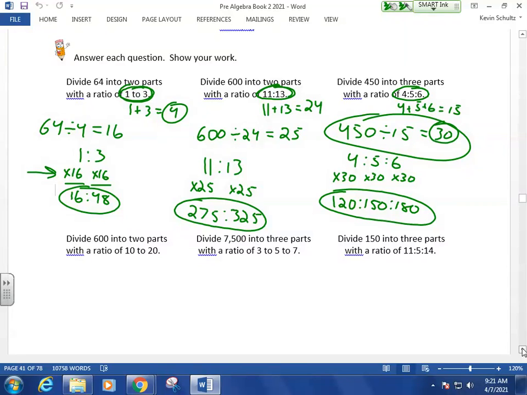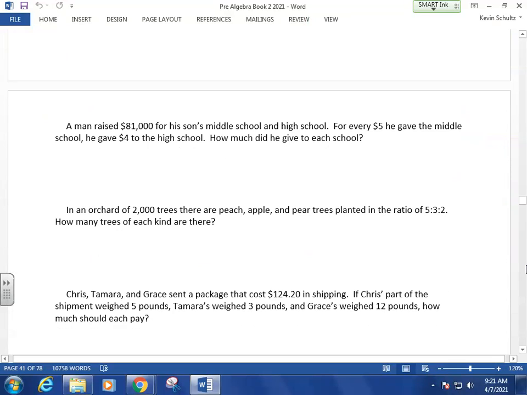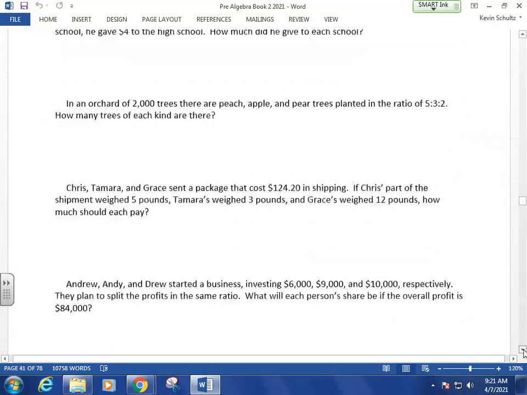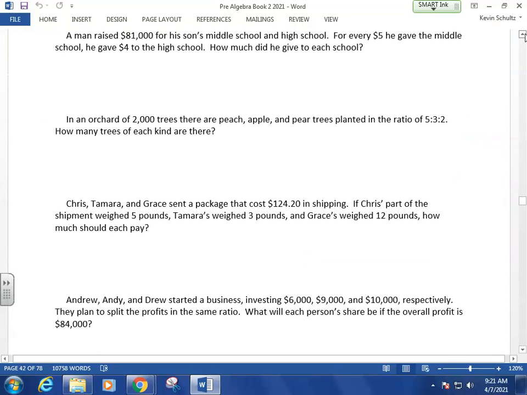Here's some application of it. Let's jump over to the second page here so you can see how this actually applies. Right? And let's look at the second one. In an orchard of 2,000 trees, there are peach, apple, and pear trees planted in the ratio of 5 to 3 to 2. How many trees of each kind are there?